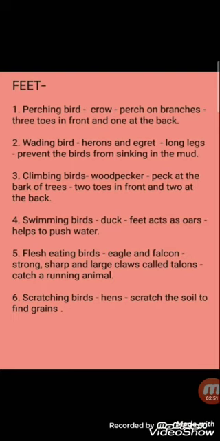Next is flesh-eating bird. What is a flesh-eating bird? Eagle, falcon, kite, vulture. Here 2 are given. And they have strong, sharp and large claws. And those claws are known as talons. And how does it help them? It helps them to catch a running animal.